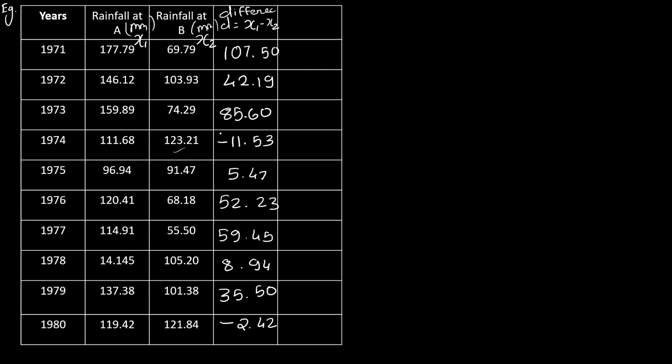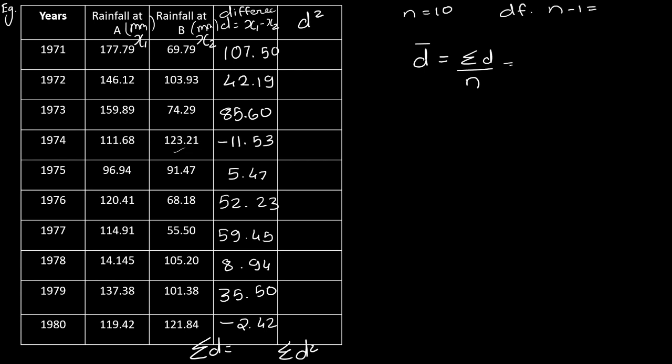Okay, so now this D value has been calculated. You need to calculate the D square values. Once these values have been calculated, you will have summation D and summation D square. So first thing is calculating D bar. D bar will be given by summation D upon total number of observations, that is n. Now total number of observations are 10 here, so n is equal to 10, and the degree of freedom, n minus 1, is 9.